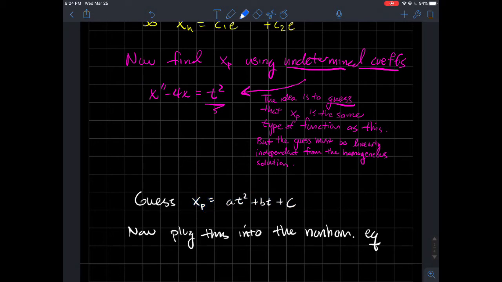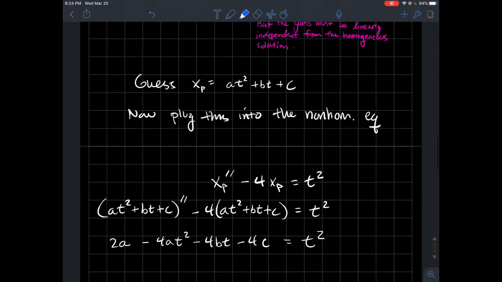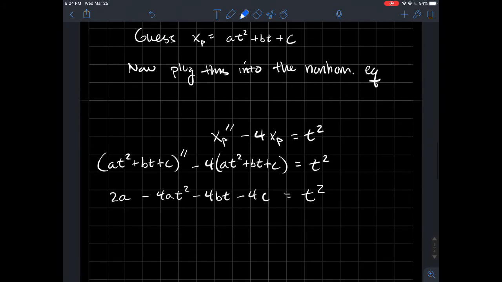So what we should do then is just plug xp in for all the x's that I see in my equation. So if we do that, it looks like this. So here's xp here and here, and you notice here I'm going to plug in my guess. That's what xp is. And so what we should do is do all the derivatives as necessary.